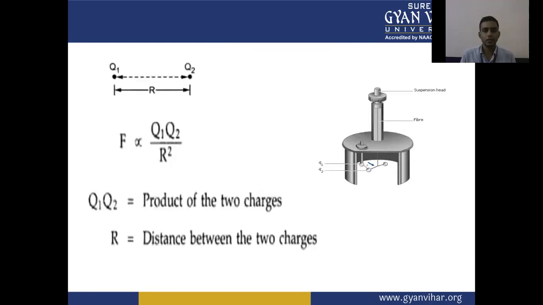So the force applied to the charges is directly proportional to the product of the two charges Q1 and Q2 at a distance r apart, and it is inversely proportional to the square of the distance r. So F is directly proportional to Q1 Q2 upon r square.